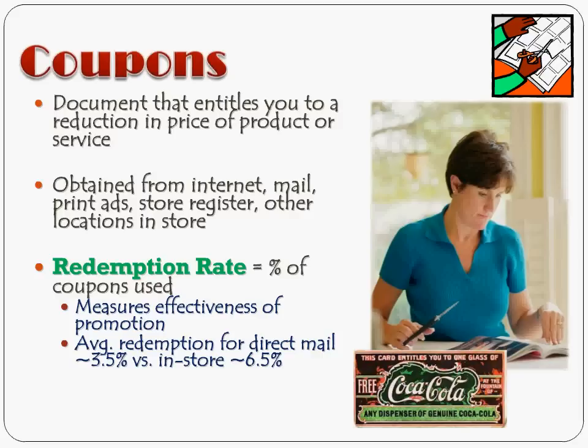But you can obtain coupons through the mail and print ads and at the store register and other locations in the store. How we gauge coupons is through the redemption rate, the percentage of the coupons used. So if you mail out, let's say, 100 coupons and 5 are redeemed, that's a redemption rate of 5%. The average redemption rate for direct mail is 3.5%, in-store 6.5%, because again, the coupon's right there and you'll use it. Whereas if you have to remember to take it from the mail and use it in the store, it's less used.